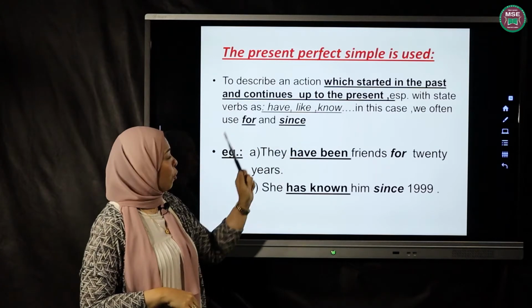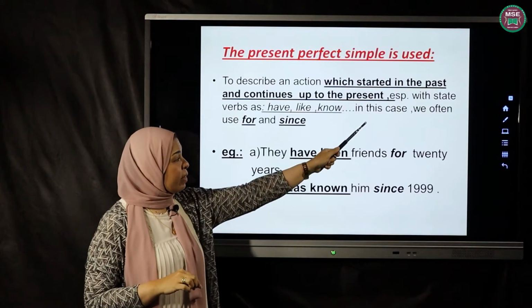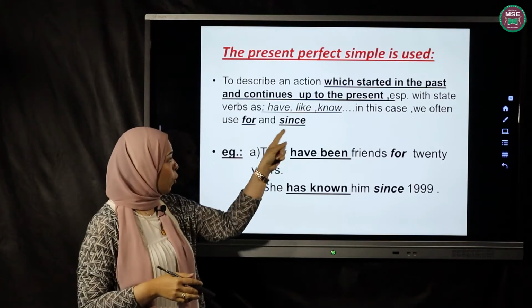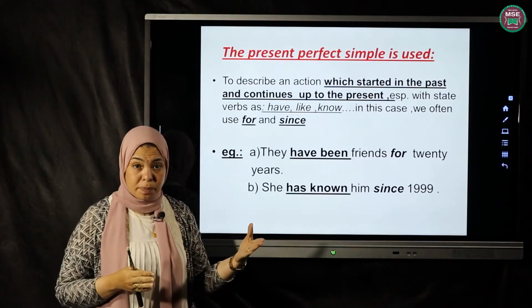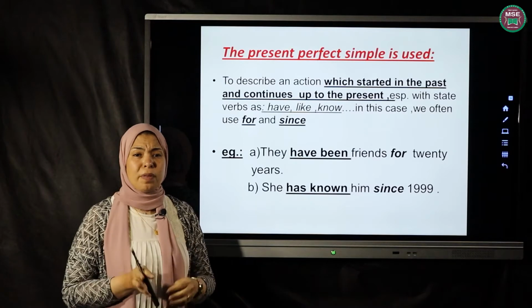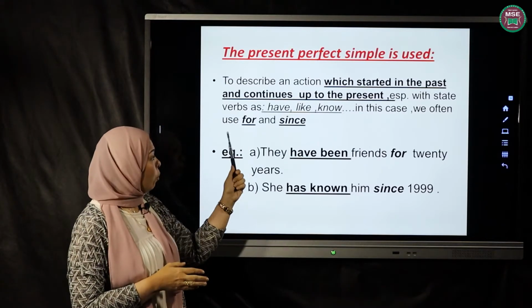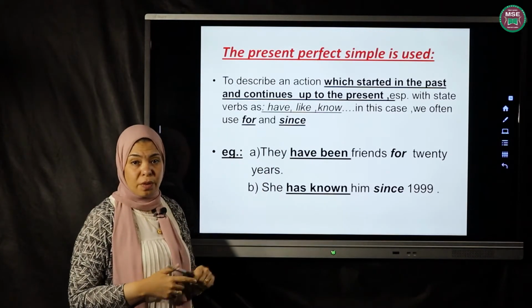Especially with the stative verbs, like have, like, know, smell, taste. You know the stative verbs? Verbs that, if we put them in the continuous form, give another meaning for the verb. So we can use those verbs, but we often use for and since with them.